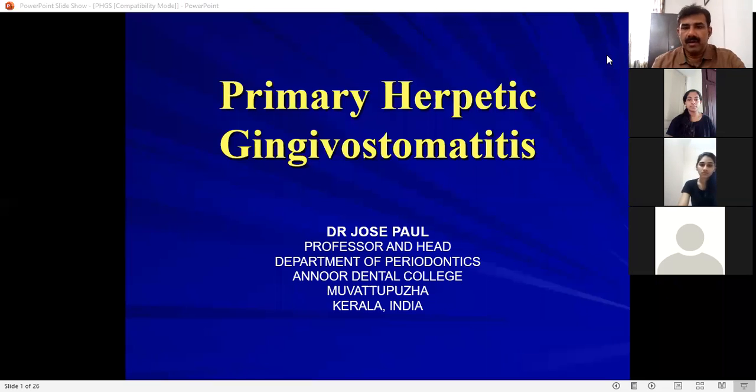So in the first part, we'll discuss herpetic gingivitis. As you can see from the name itself, this is a lesion in relation to the gingiva as well as the oral cavity, which is caused as a result of a virus. And the virus we are going to talk about is the herpes virus.